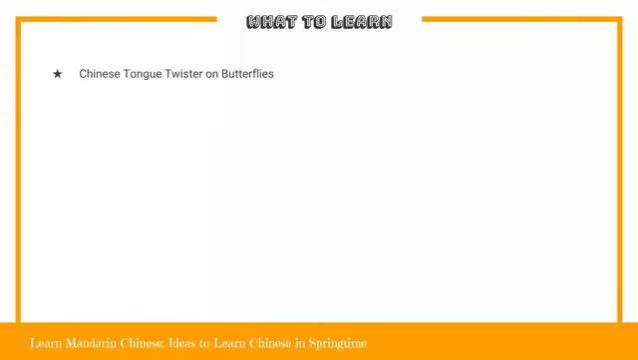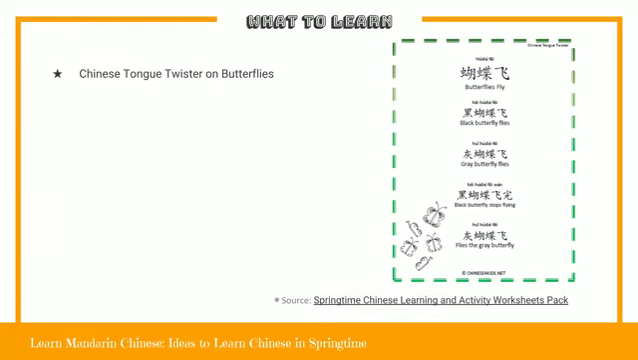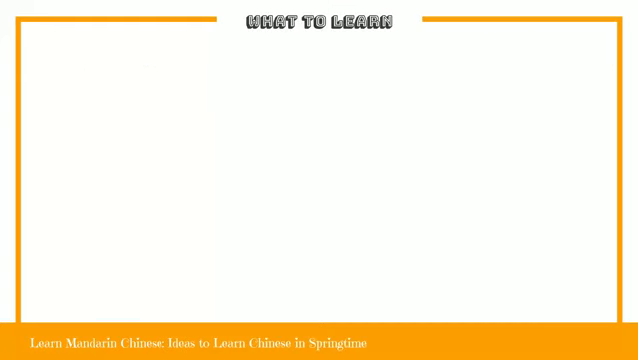What other things can the kids learn? We can introduce a Chinese tongue twister on butterflies, the one we mentioned last week. For example, 蝴蝶飞，黑蝴蝶飞，灰蝴蝶飞，黑蝴蝶飞完，灰蝴蝶飞。So this is a very good one for the kids to learn, to just twist their tongues a little bit on the Chinese pronunciation. Well, this is another one taken from a small ebook, a learning pack.